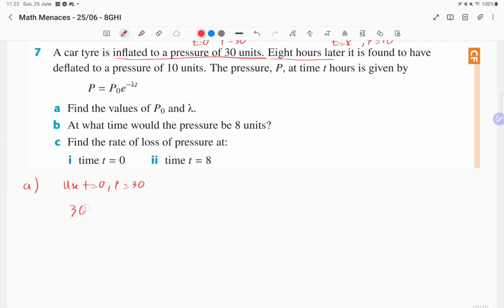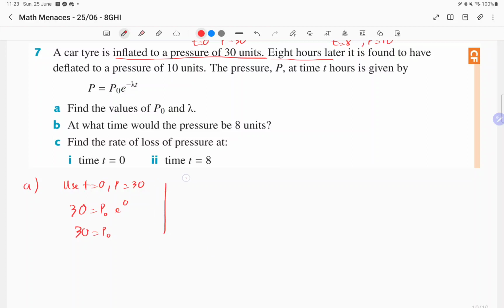Alright, let's see what we've got. 30 equals P0, and then... Is P0 your initial? It is your initial, yes, correct. I'm just showing you guys the actual math behind that. But yeah, e to the power 0 is just 1. That's why 30 is just equal to the initial pressure. Alright, and then the next part would be lambda.